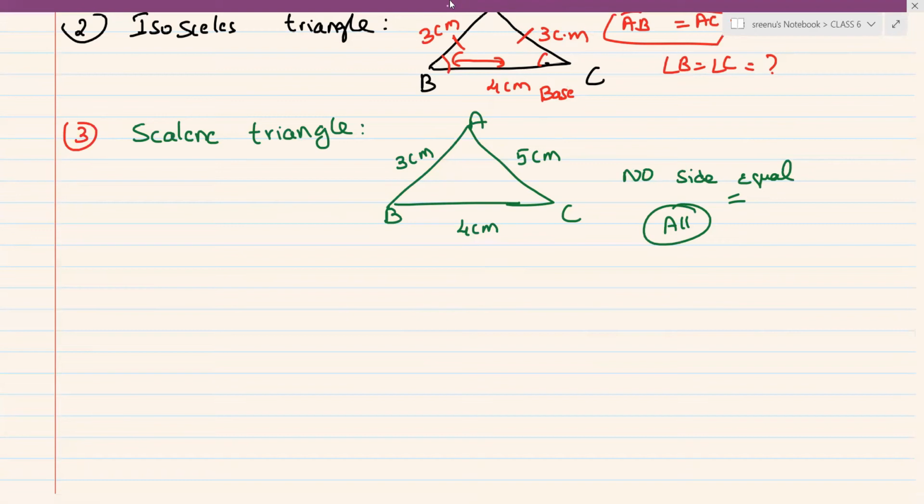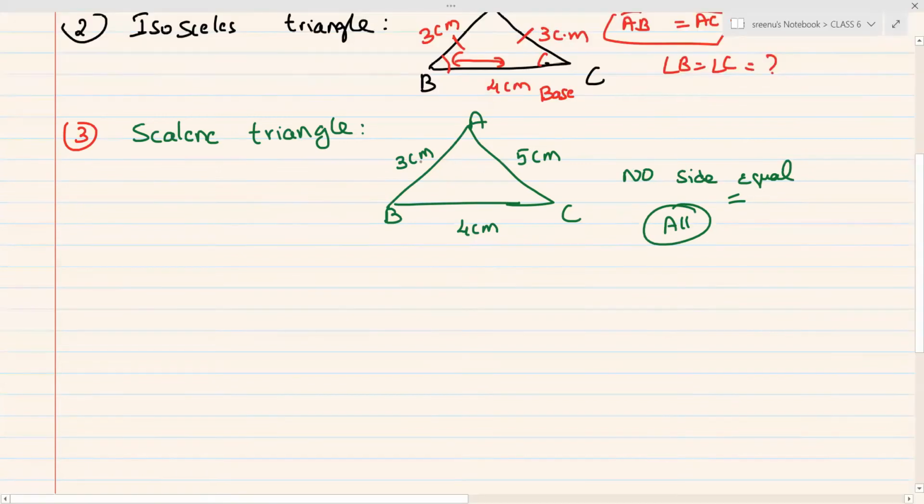So we will write like this. This is different, this is different, and this is different. Okay, here I marked with one line, so 2 lines and 3 lines. Here the side AB is not equal to the side BC, is not equal to the side CA. And also angle A is not equal to angle B, is not equal to angle C.